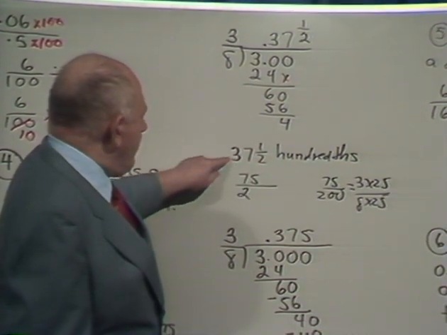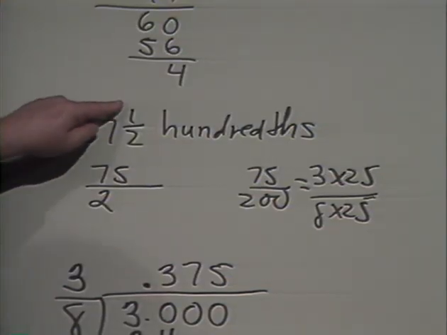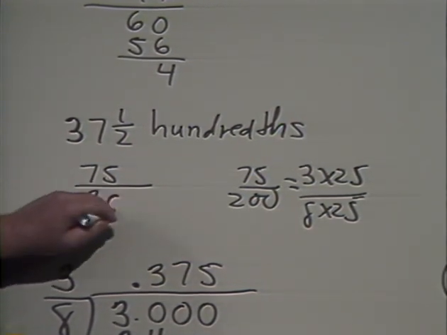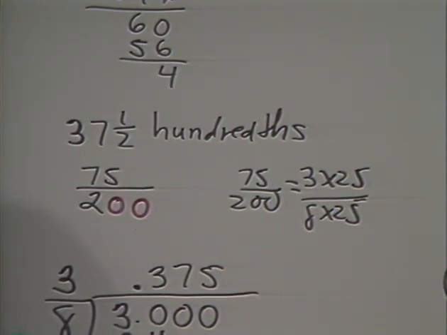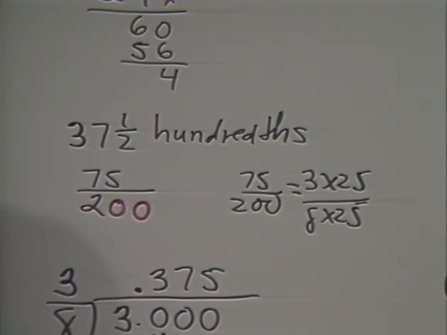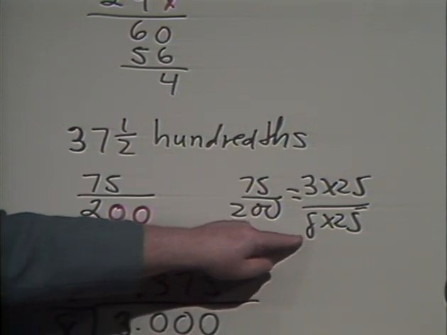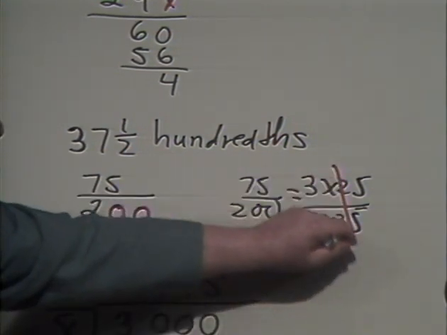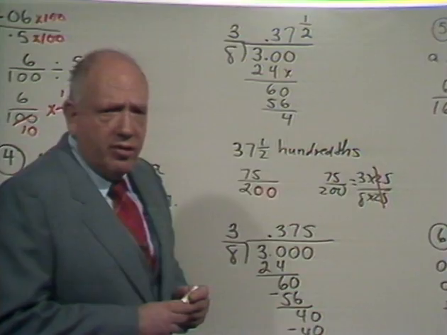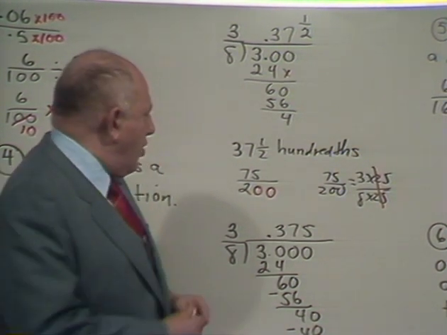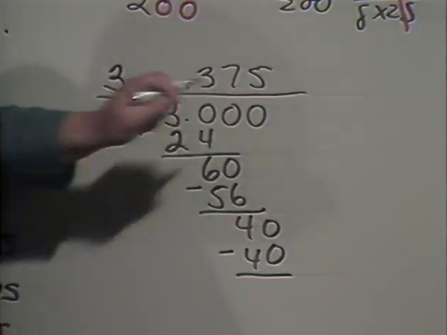Now, let's just check this out. 37½. 2 times 37 is 74 plus 1 is 75. That's 75 over 2. Hundredths means to divide by 100. That means annex 2 zeros to the denominator. 75 over 200 is the same as 3 times 25 over 8 times 25. And lo and behold, the problem still checks out. But we still don't have a whole number adjective, so what do we do? We go on to the next place.